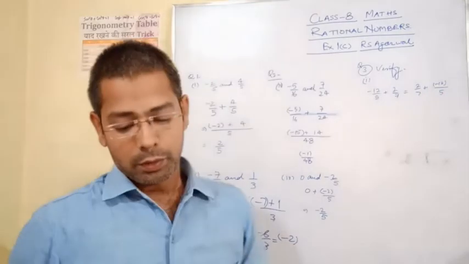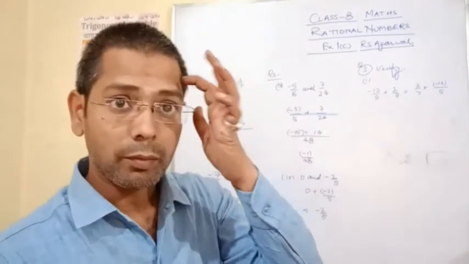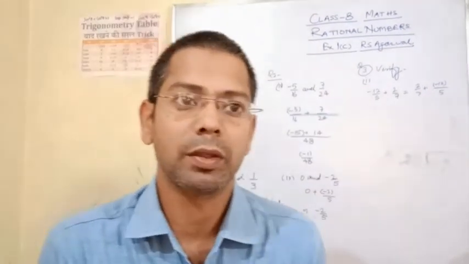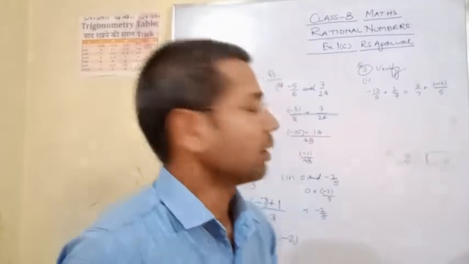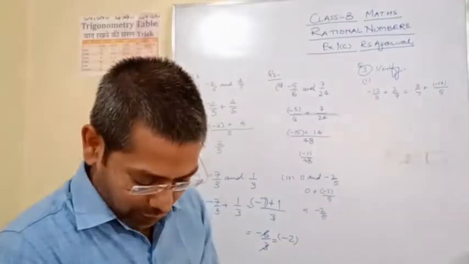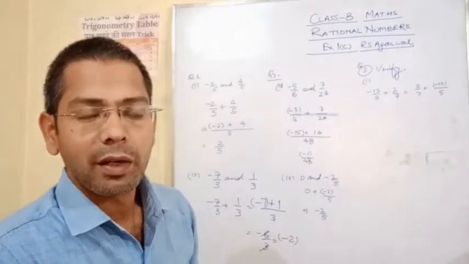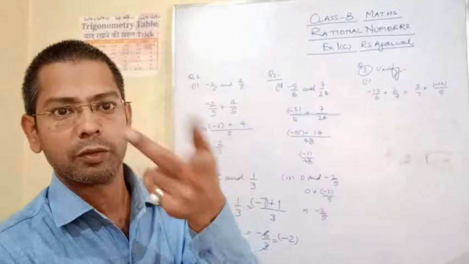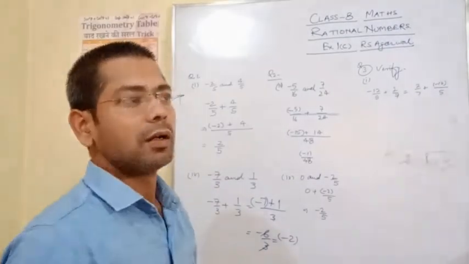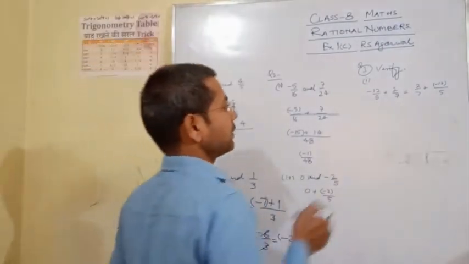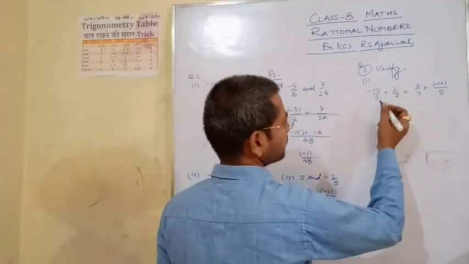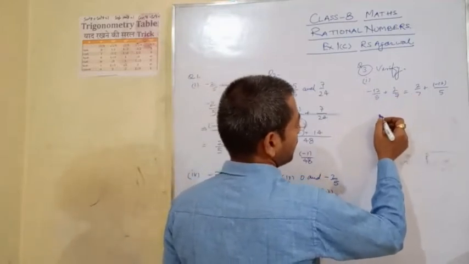We know the closure property of rational numbers tells us that two numbers can be added in any order, the result will remain the same, and it is also of the same type. What type of numbers are added? Two rational numbers are added, so the result will also be a rational number. We will add here and check and verify the solution. It will be right like this.